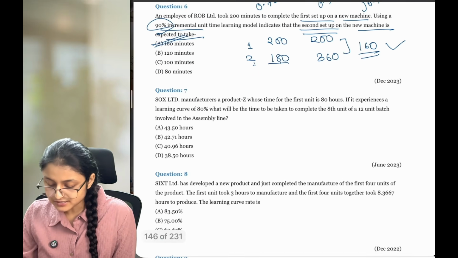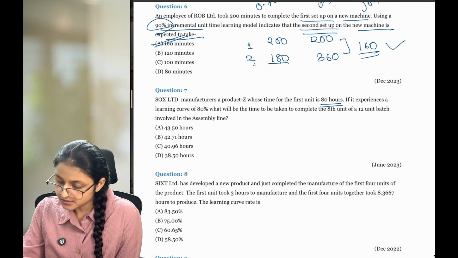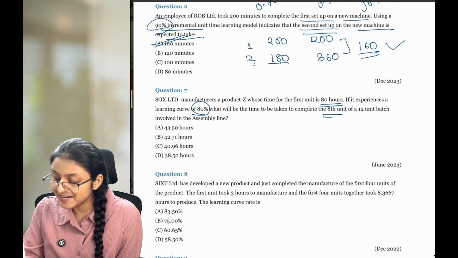Next, Sox Limited manufactures a product Z whose time for the first unit is 80 hours. If it experiences a learning curve of 80%, what will be the time taken for the 8th unit?